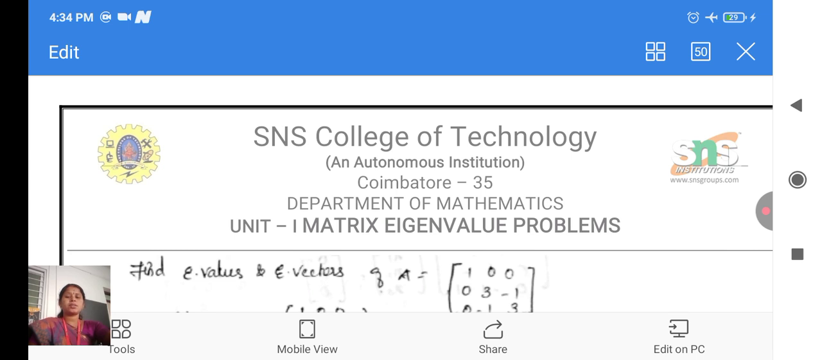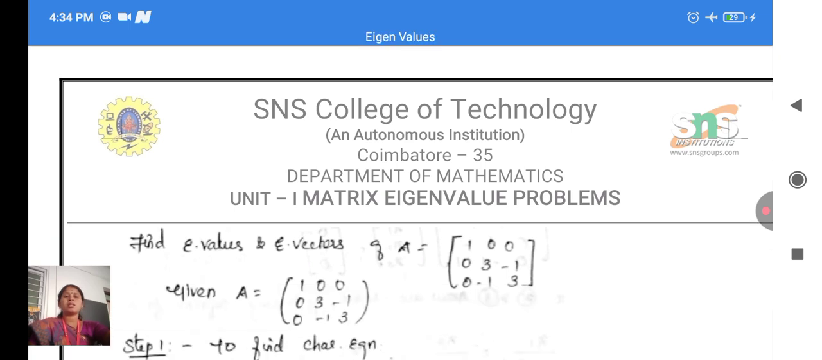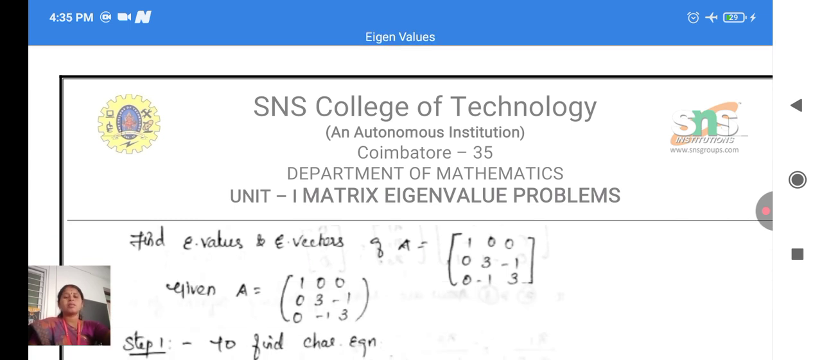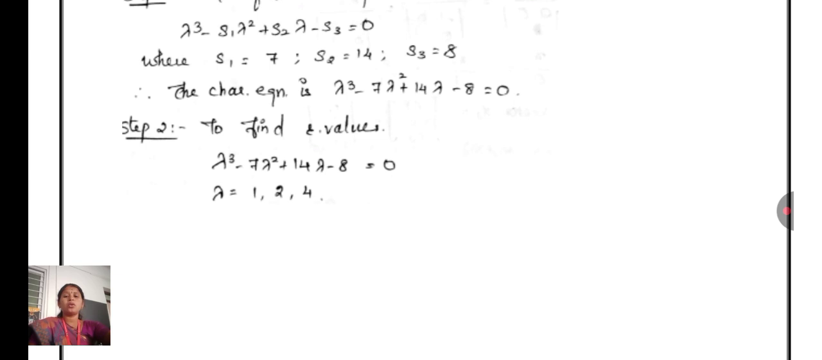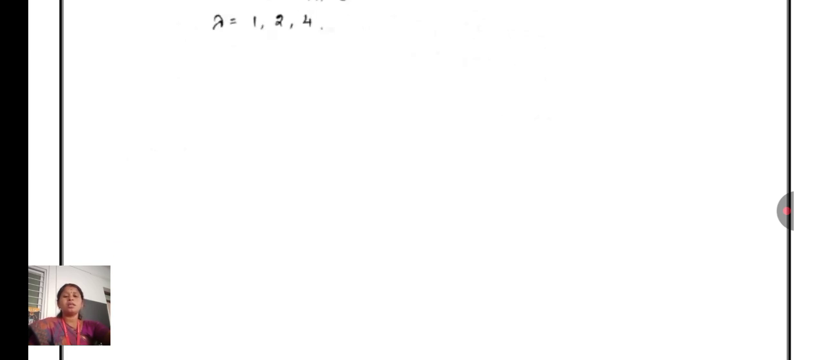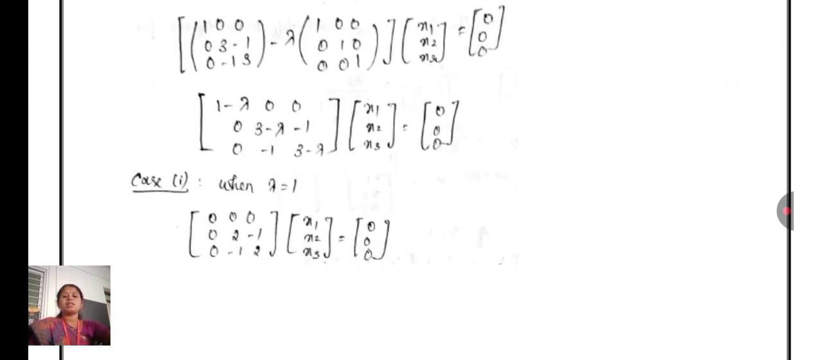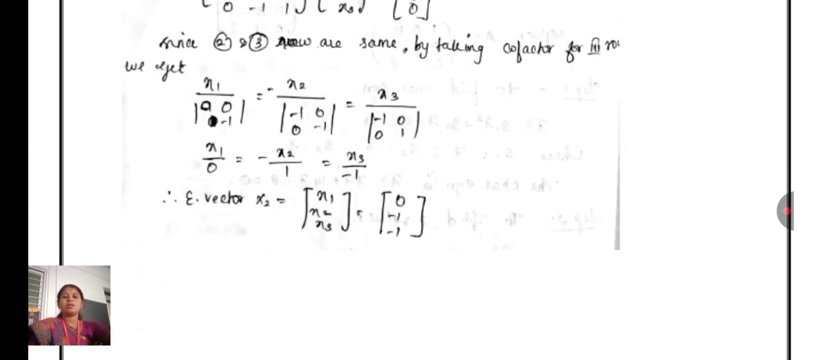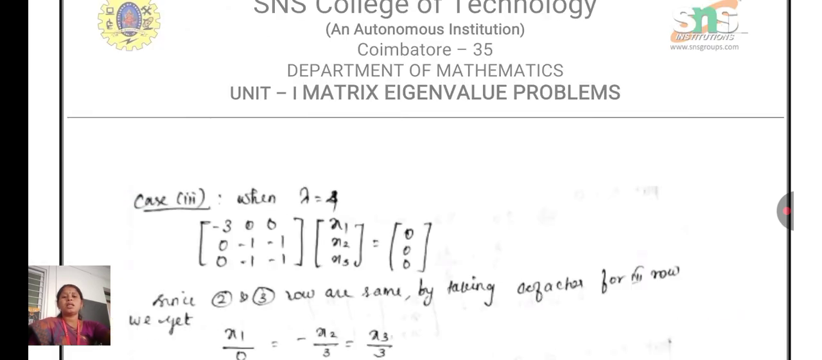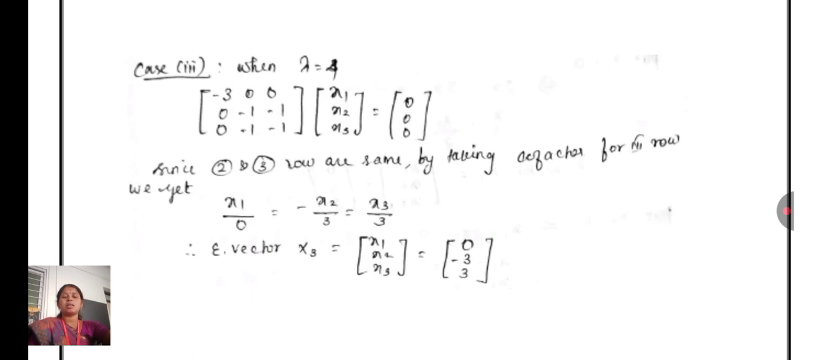In the previous section, we have seen how to find the eigenvalues and eigenvectors for the matrix A equal to [1 0 0; 0 3 -1; 0 -1 3], which is a 3 by 3 matrix. Here we got the eigenvalues as 1, 2, 4, where all the eigenvalues are different. We get the corresponding eigenvectors as 3, 0, 0, and for lambda equal to 2 as 0, -1, -1, and for the third eigenvalue our eigenvector is 0, -3 and 3.